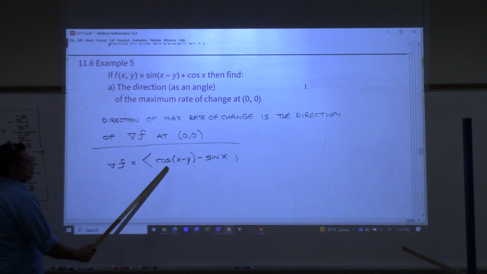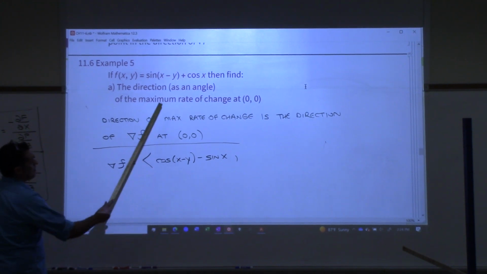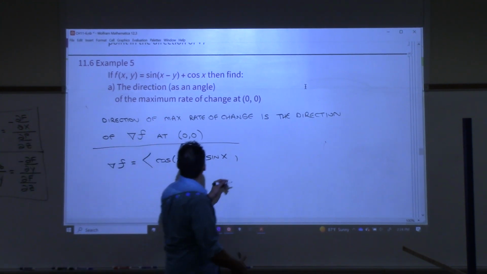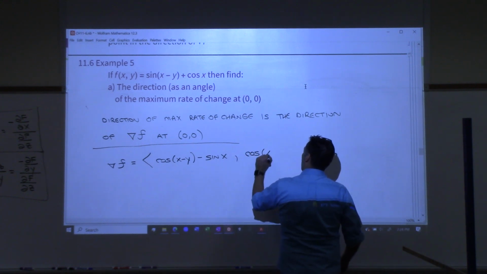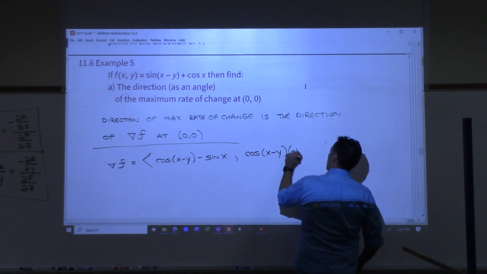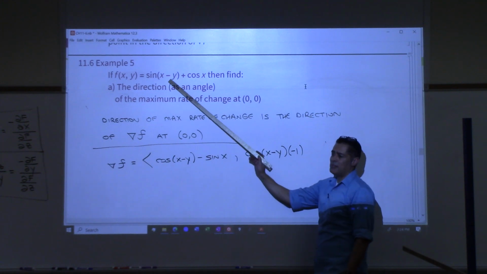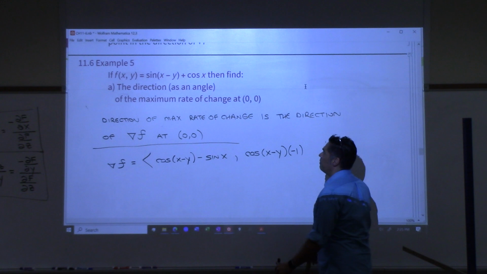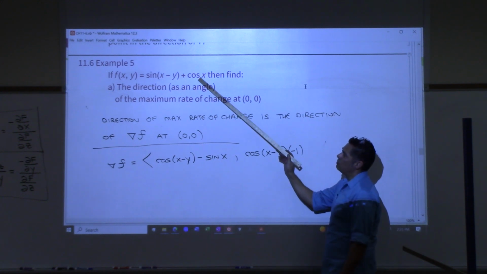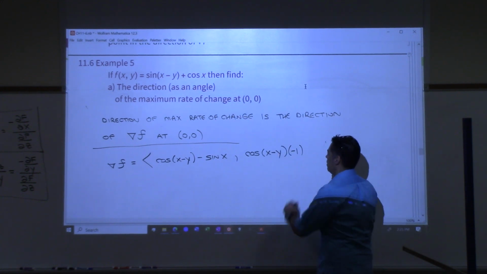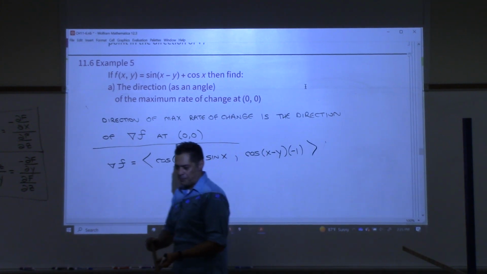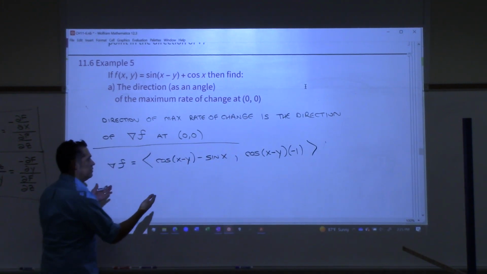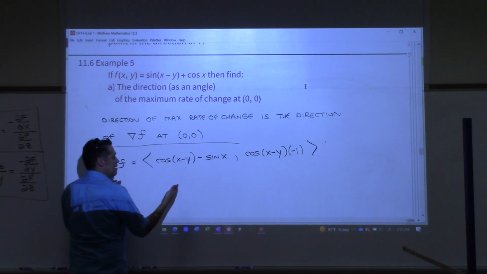Now, with respect to y, right? So the derivative of that with respect to y would be cosine of x minus y times negative 1. Be careful there, because when you take the derivative of what's inside here with respect to y, the x goes to 0, but that negative y becomes negative 1 when you take its derivative. And then what about this? That goes to 0, right? That's just a constant. So that's it. That's my gradient vector. This beautiful vector will tell me what direction I need to point in.